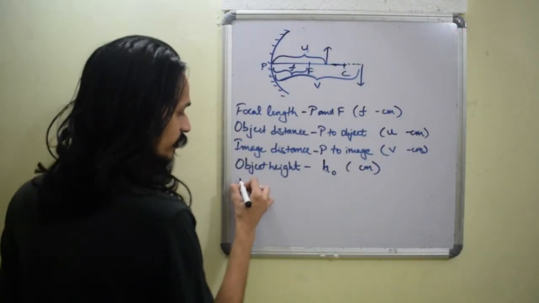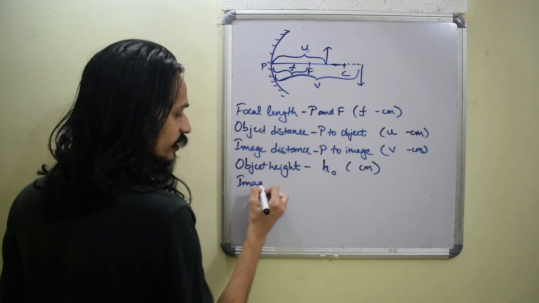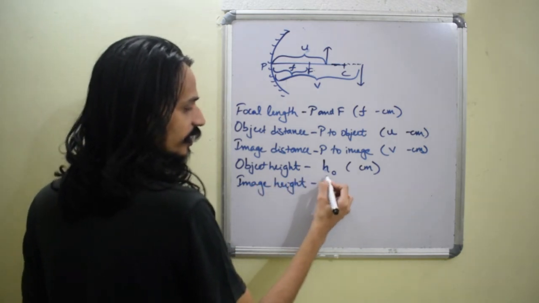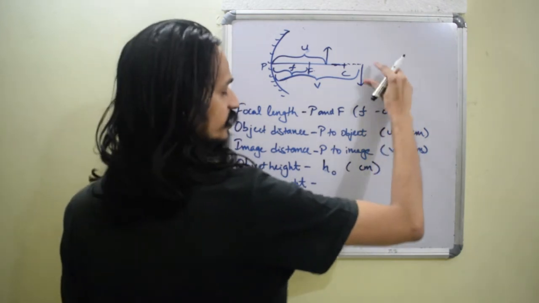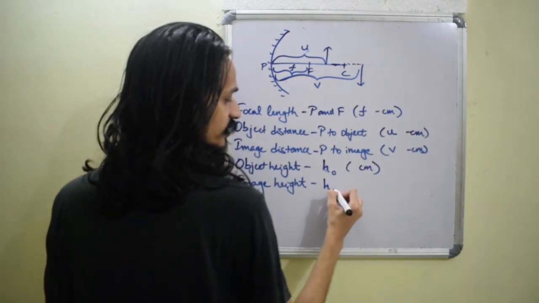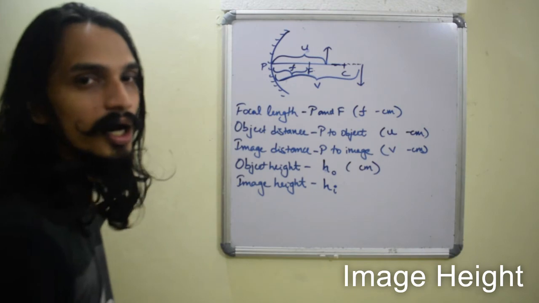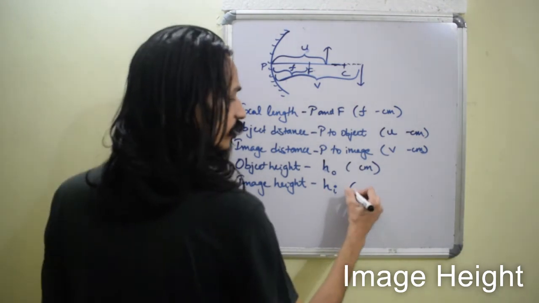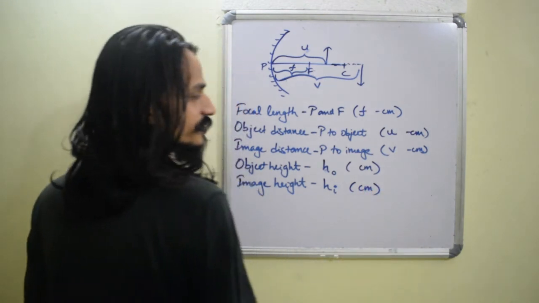Same way we have image height also. Image height, again in the same way, is how big the image is. So I call it h with a small i, height of image. This is also in centimeters.